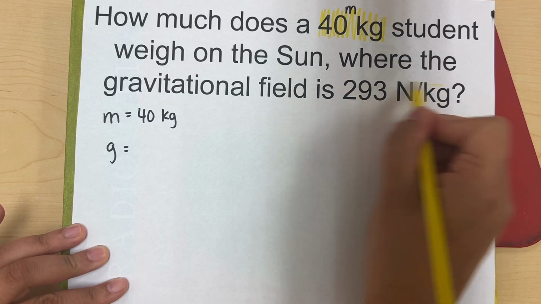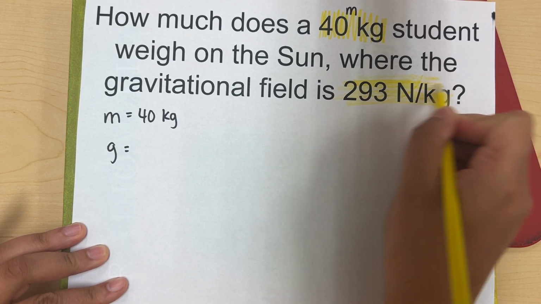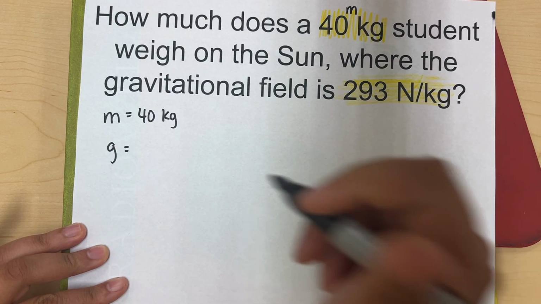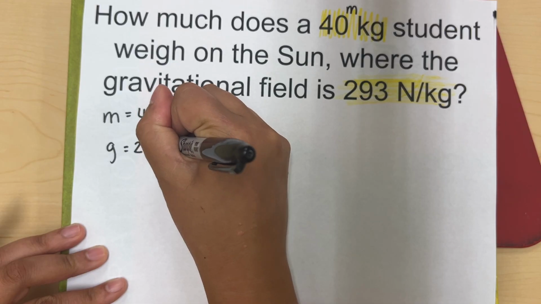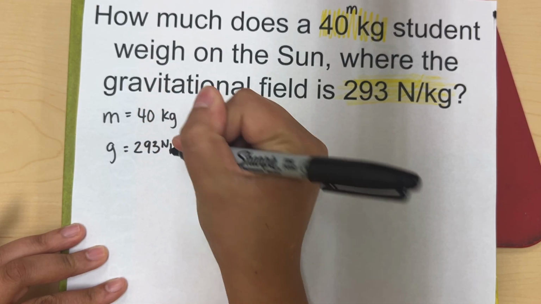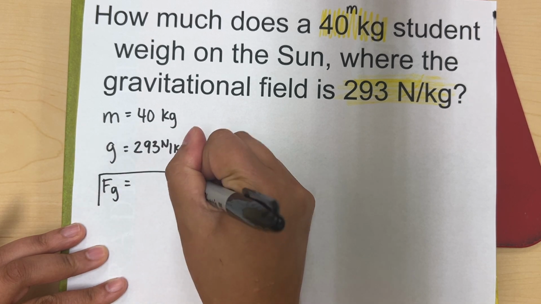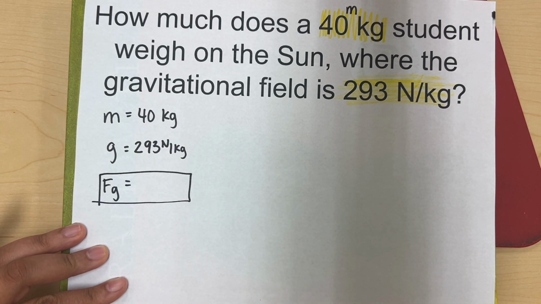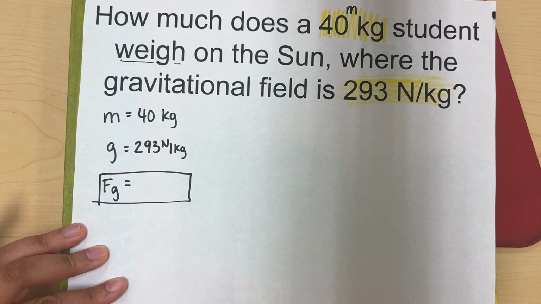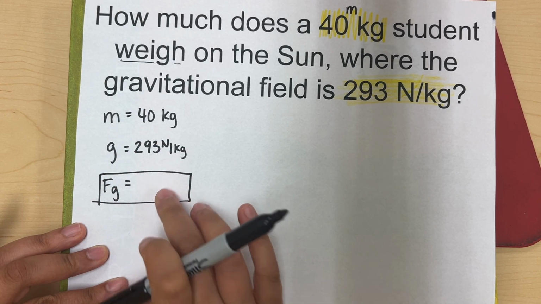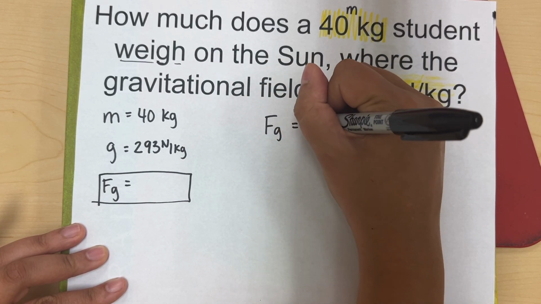Speaking of which, the sun's gravitational field is big. If it's any planet, moon, star, comet, anything that's not the Earth, I'm going to assume you don't know its field and I'll just give it to you. In this problem, since I'm looking for weight again, I'm still doing Fg equals mg. So I get a point for writing my equation.